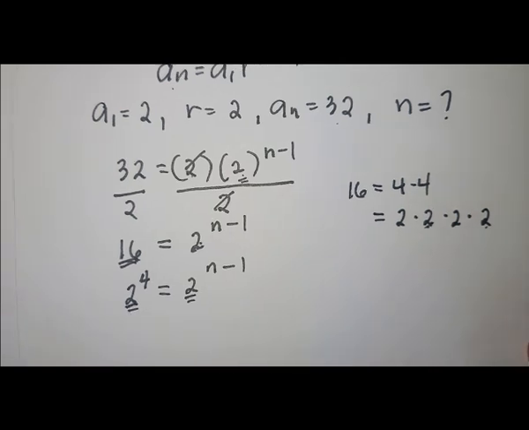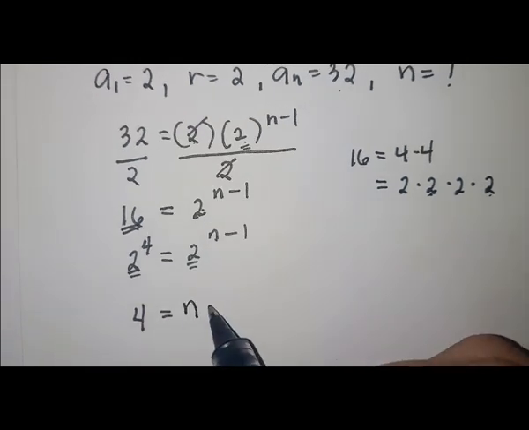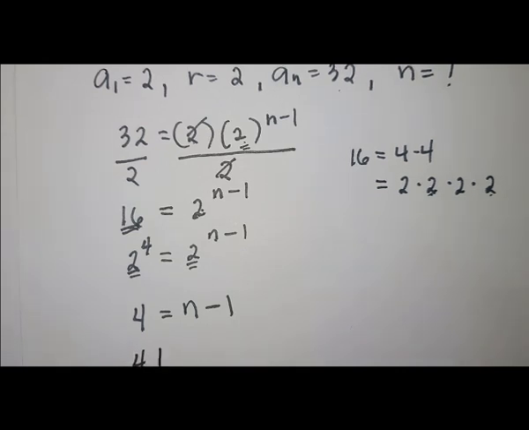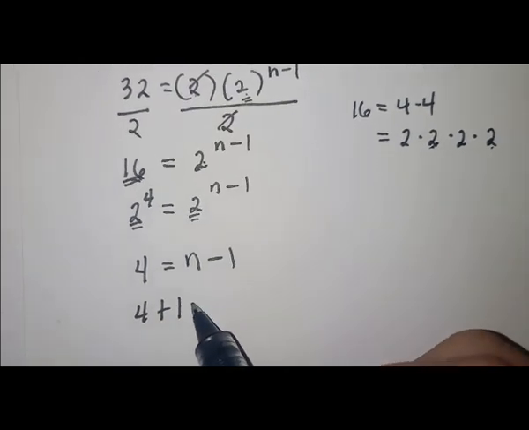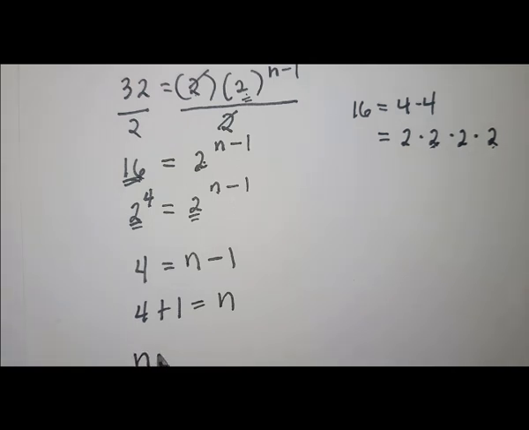Okay? So, dahil parehas na yung base nila, kopyahin na lang natin yung exponent na meron tayo. We have 4 equals n minus 1. Okay? Then, itong negative 1, transpose natin sa kabilang side. So, magkakaroon tayo ngayon ng 4 plus 1 equals n. So, 4 plus 1, therefore, n is equal to 5.